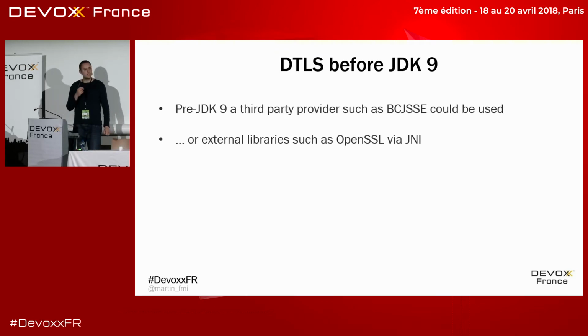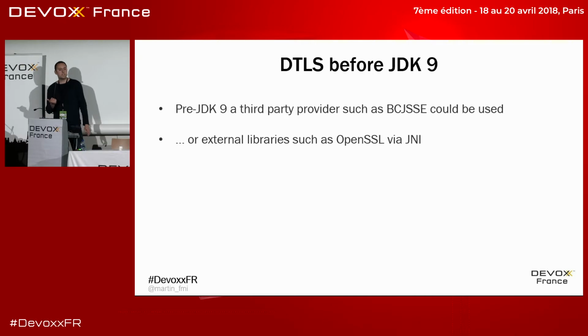So if you want to use DTLS before Java 9, you had several options. One of them is to use an implementation provided by a third-party security provider, such as the Bouncy Castle library. And the Bouncy Castle library has a provider for JSSE, which is called the Bouncy Castle JSSE provider. It has an implementation of DTLS that you can use with earlier versions of the JDK platform. Or another way you can interact with DTLS is by using some JNI bindings and interact with libraries such as OpenSSL, which also provide an implementation for DTLS.